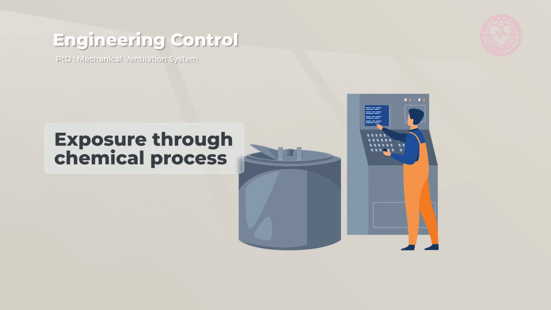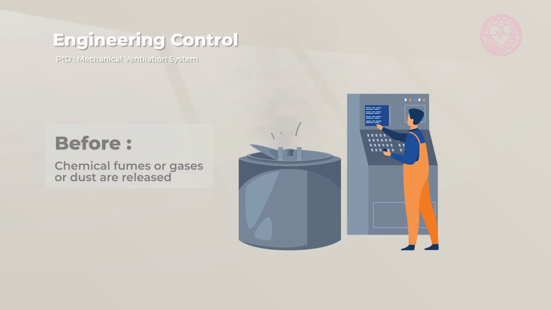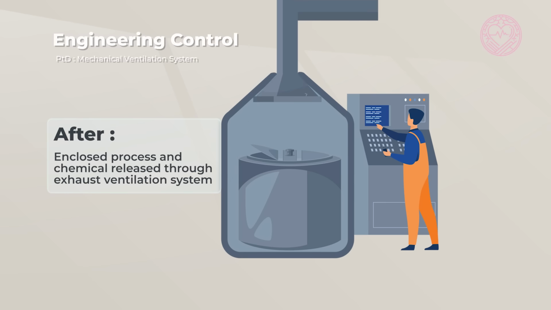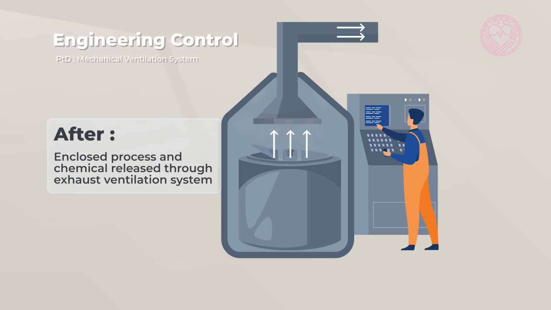PTD. Exposure through chemical process. Before, chemical fumes or gases or dust are released. After, enclosed process and chemical released through exhaust ventilation system.